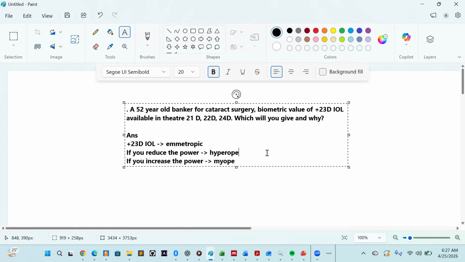Bring down, hyperope. Do you get it? And if you increase the power, that patient is now myope. That means if you increase more than 23, like 23.5, 24, 25, 26, the patient is now a stronger myope. And so, which one do you think you prefer? And that's why they always give you the job of that person.